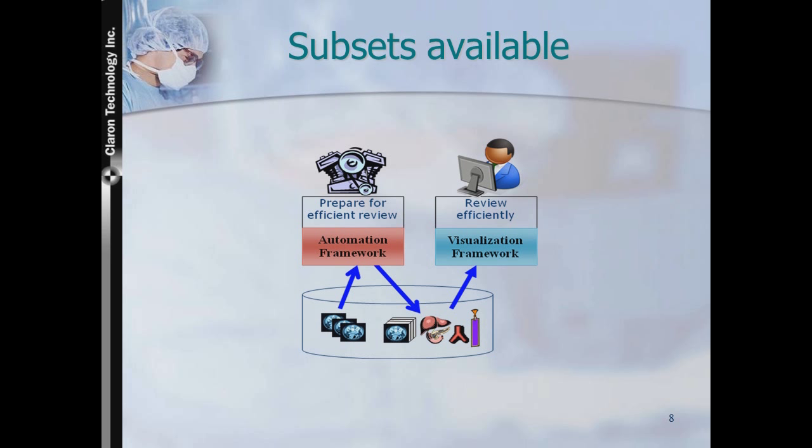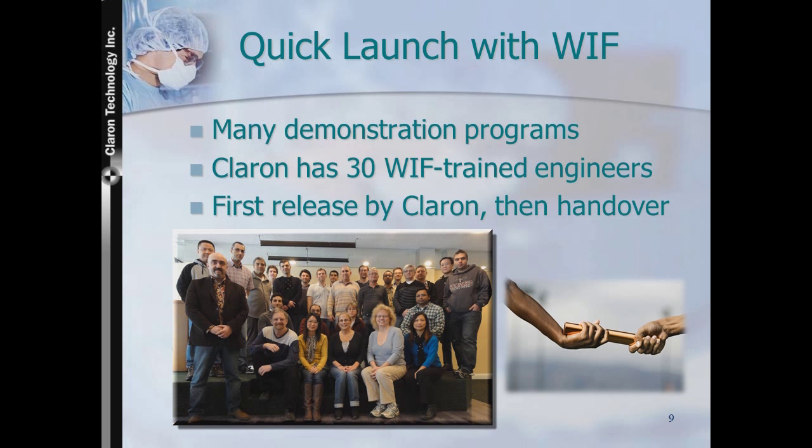To reduce costs, some customers wish to license only a subset of the functionality. To accommodate them, we split WIF into automation and visualization subsets and are offering to license them separately. For example, customers who don't need automation or have their own automated image processing modules can license only the visualization framework. To help clients get a working proof of concept program quickly, we provide the source of WIF demonstration programs.